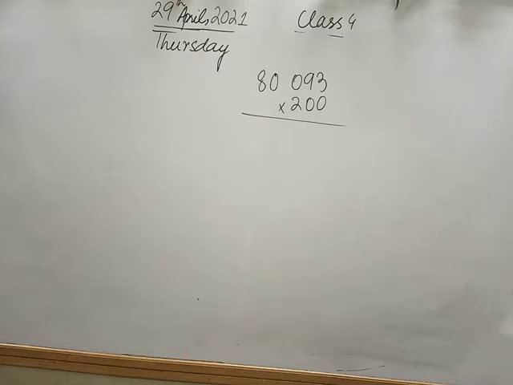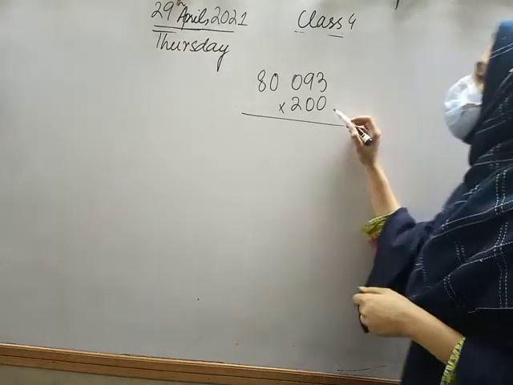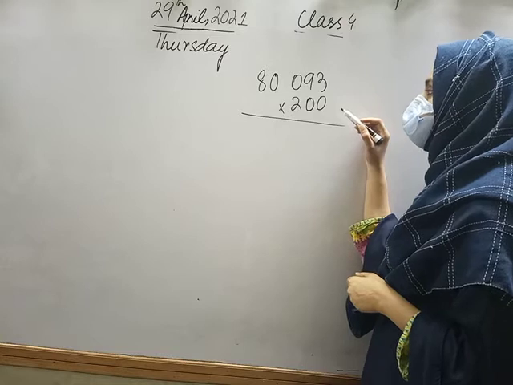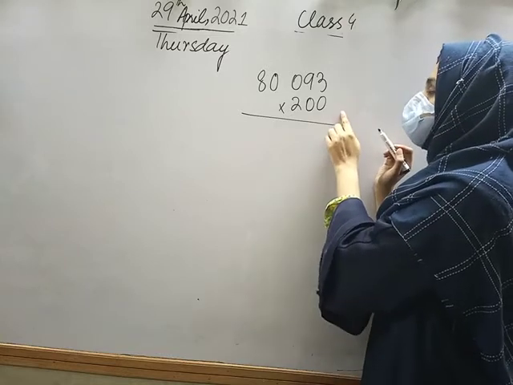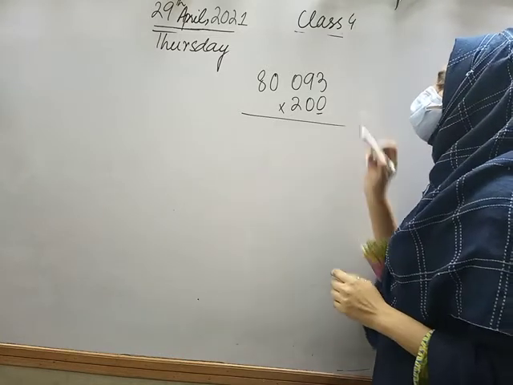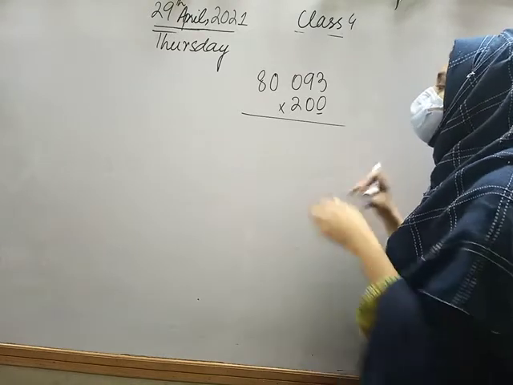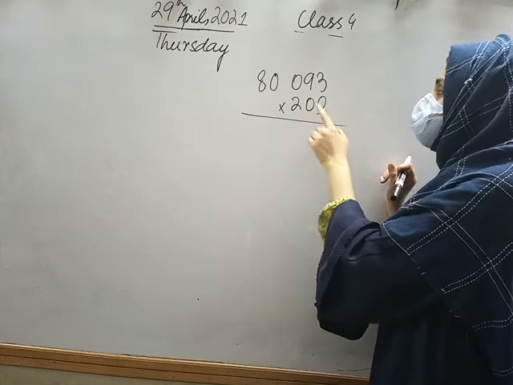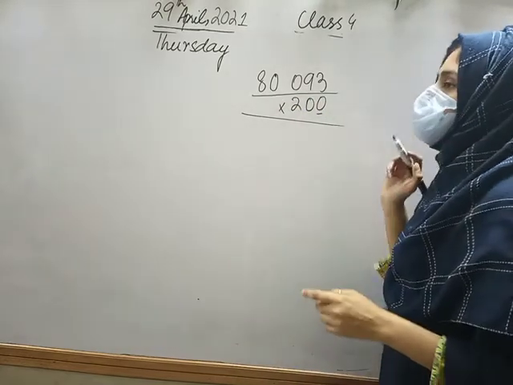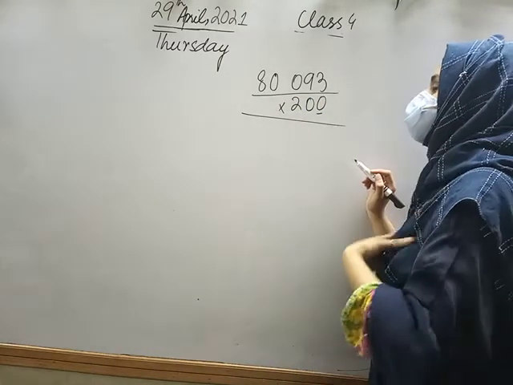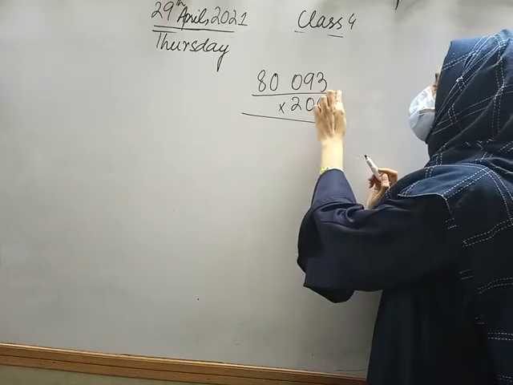Now I will start from this side because it is the rule of any operation that we will start from the right side. The first digit from the right side of the multiplier is 0. Now I will multiply 0 by this whole number. Okay? So let's see what will happen there.